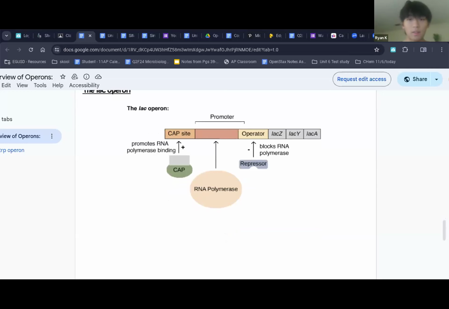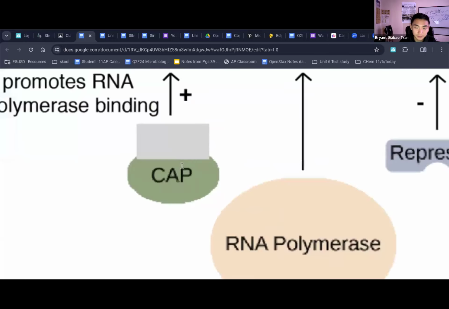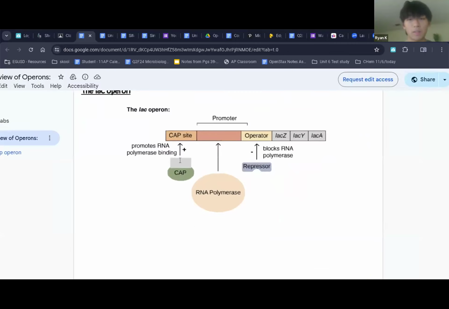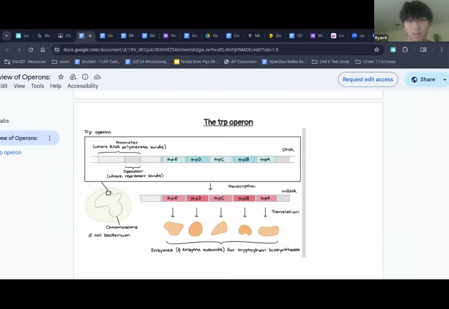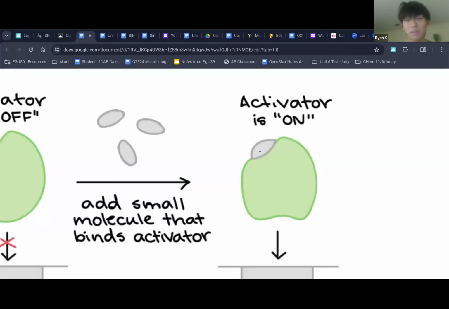So the operon has a CAP site. That's the main thing, because the CAP binds to the cAMP site. She forgot to put cAMP, but you can see right here that there's a gray rectangle on top of the CAP site. Basically you can just imagine seeing cAMP on CAP, and these two things are basically the activator. She color coded it, which is really nice.